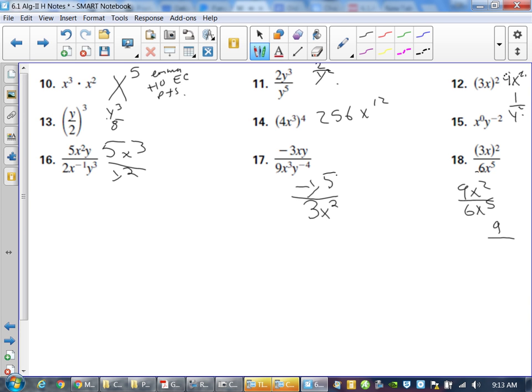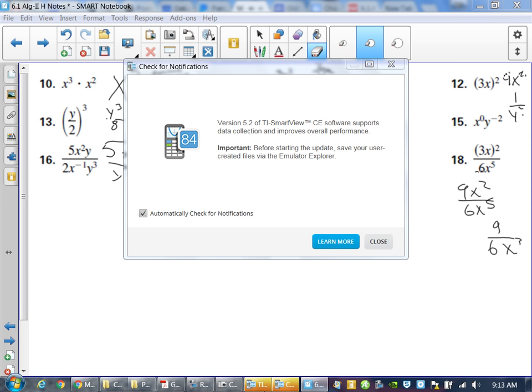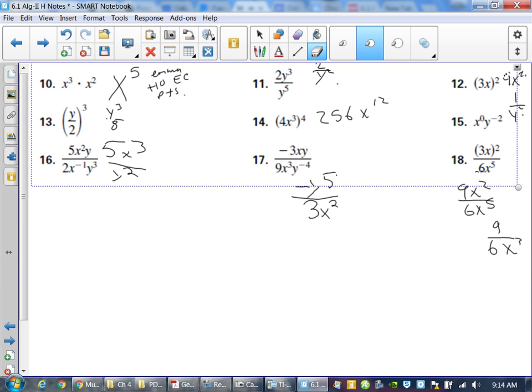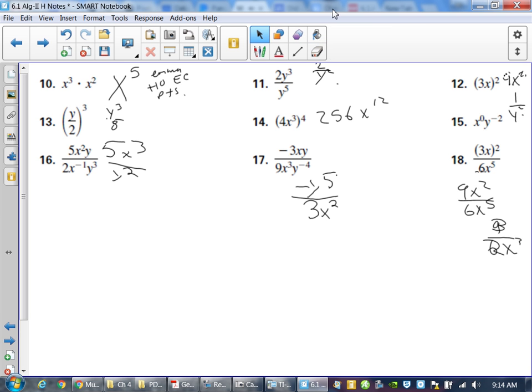That's 9 over 6. All right, real quick, let's check. He was right. So what happens here, guys, is most of these things are relatively straightforward. What you will have to be careful with is simplifying fractions at the end, okay? They're hard.